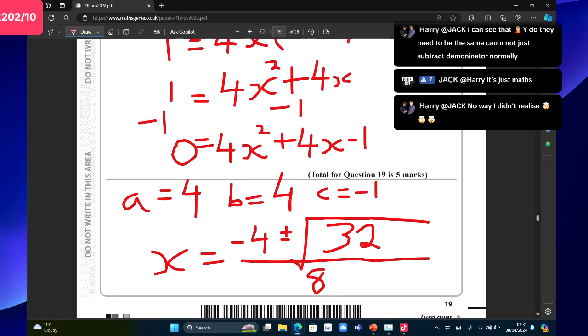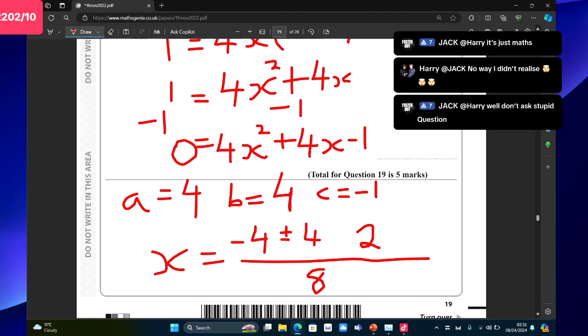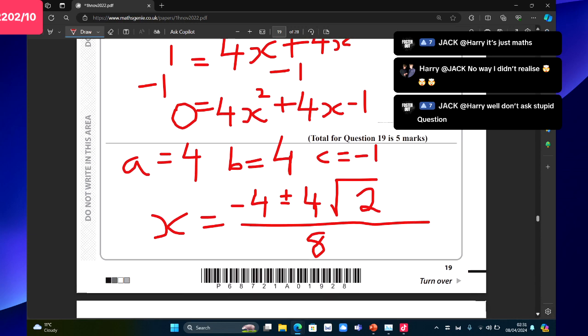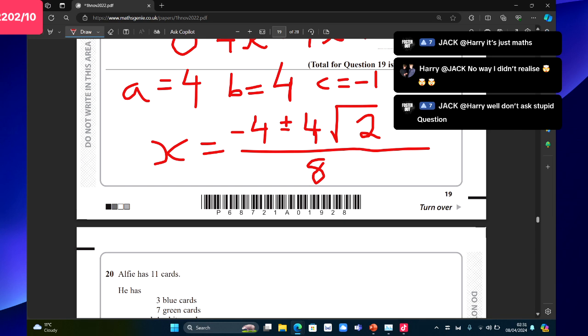So this can now be replaced with 4 root 2. I can divide everything by 4, so I'm going to get x is equal to minus 1 plus or minus root 2 over 2, sorry, not over 4.